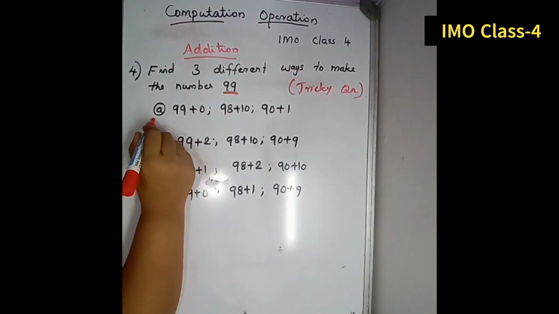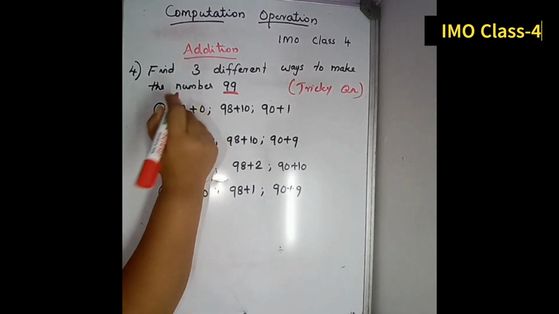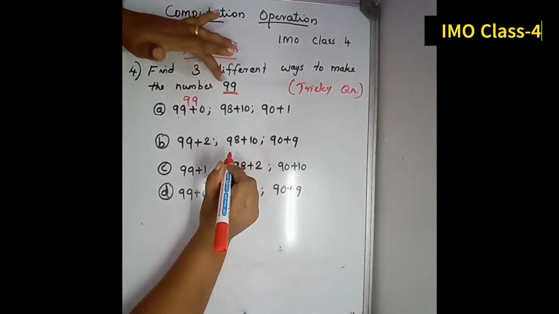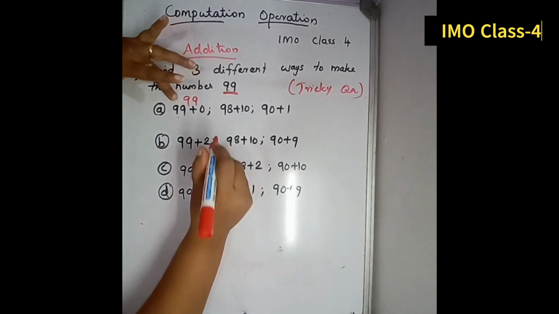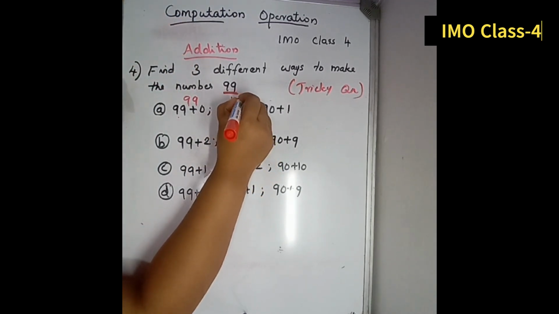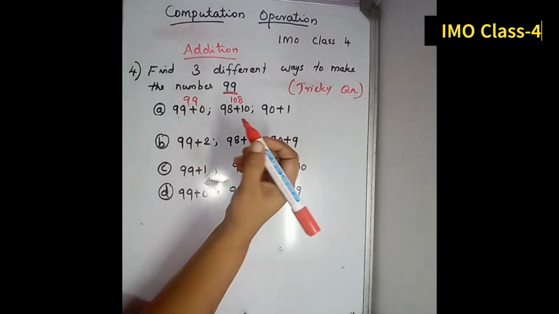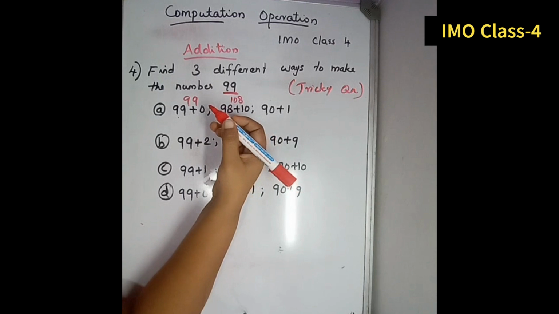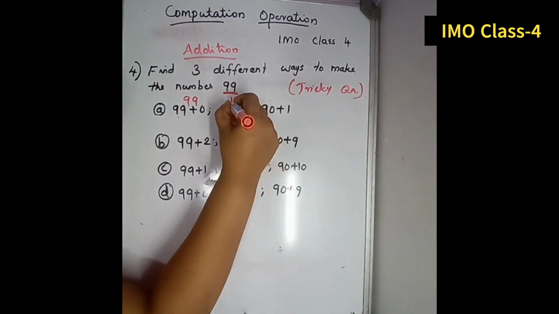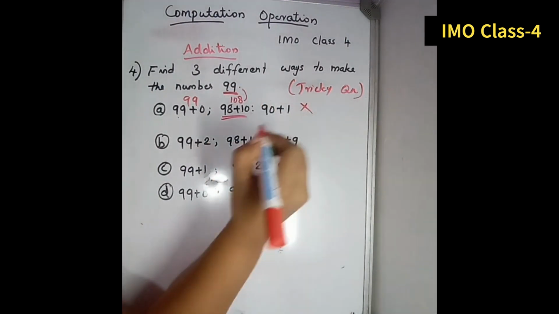In option A, the first one is 99 plus 0. What is 99 plus 0? 99 plus 0 is 99. So here we get one way of making 99. Second one, 98 plus 10. 98 plus 10 is 108. So here we can understand that the option is wrong, because we get the number 108 instead of 99, right? So this option is wrong.